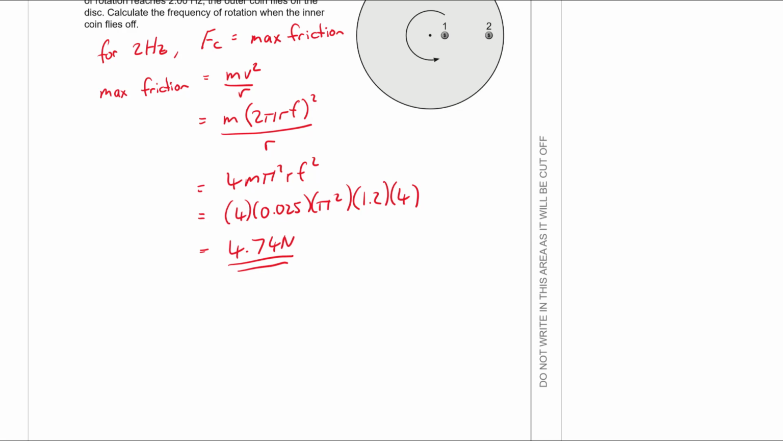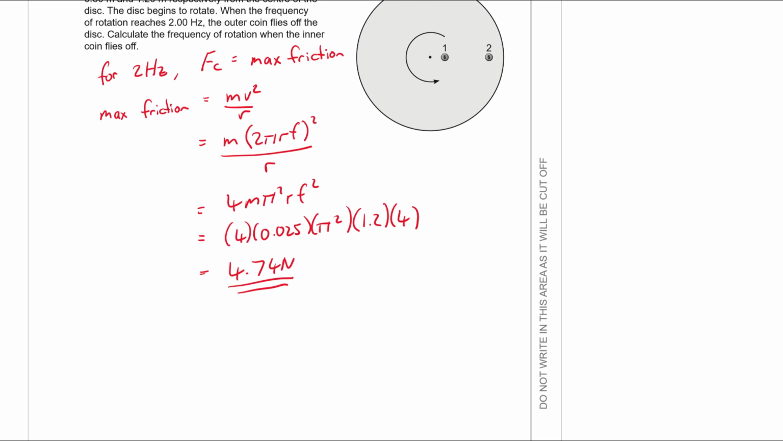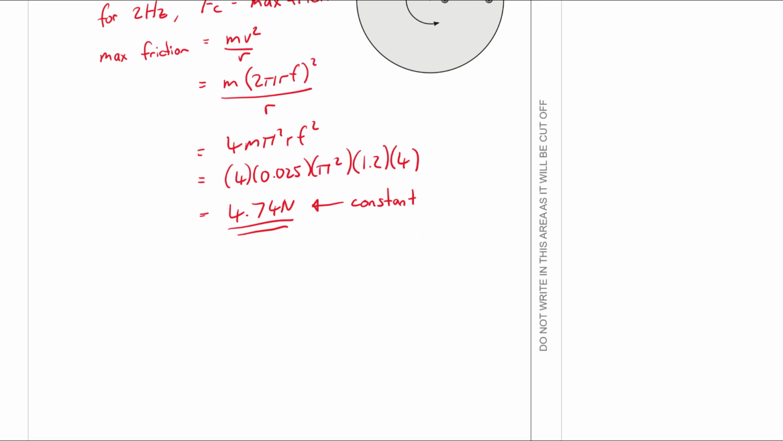Now that is the amount of friction that can be provided just because of the weight of the coin on top of the turntable. That's not going to change because the coins are identical, and you assume the turntable's made of the same sort of stuff. It's uniform throughout. So what I'm saying is that is the constant. Now, if that's a constant, what I need to do now is just find the frequency for when r is going to be equal to 0.3.